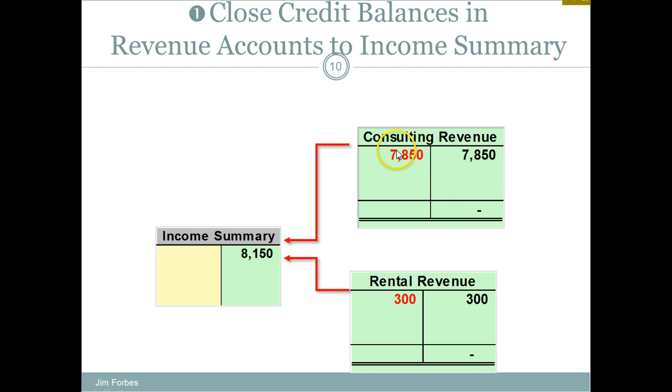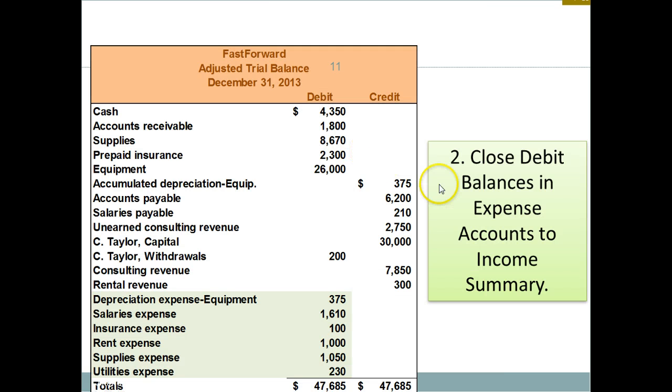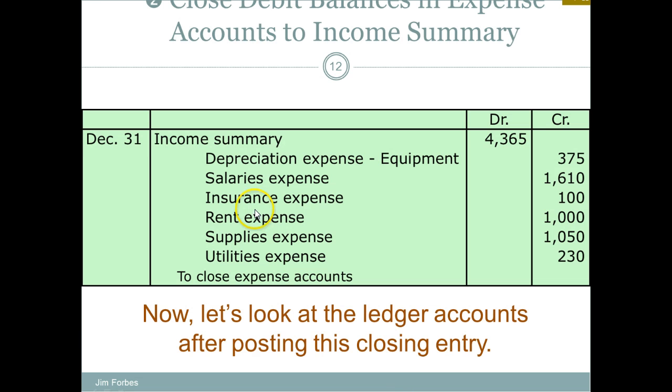Again, this summarizes in your ledger account what's happening. You're closing this out to a zero balance, and you're moving it into the income summary account. And then you're going to do the same thing with your expenses. You take these expenses here and you move them to the income summary, again, to close the expense account.